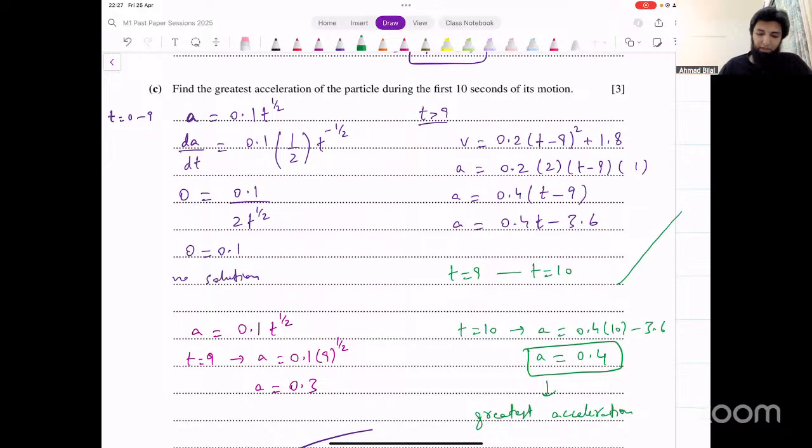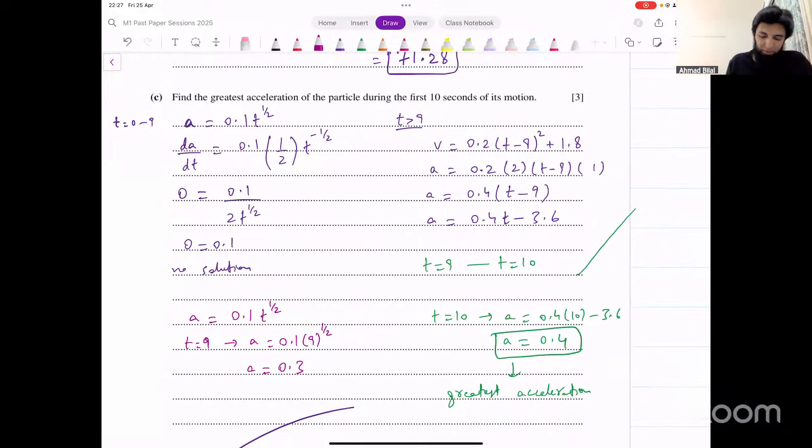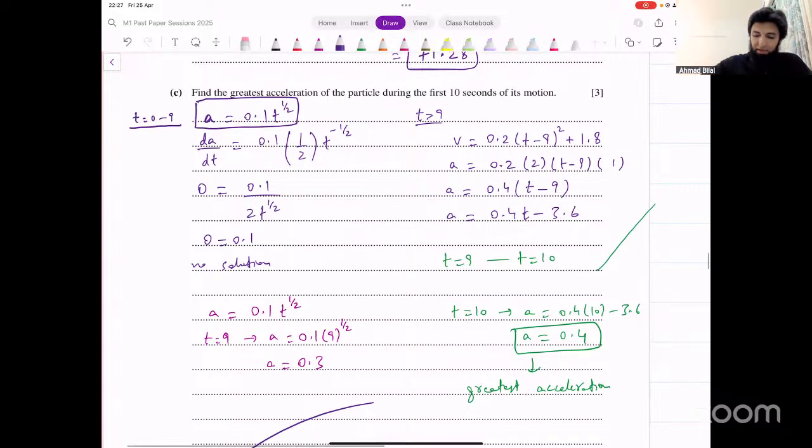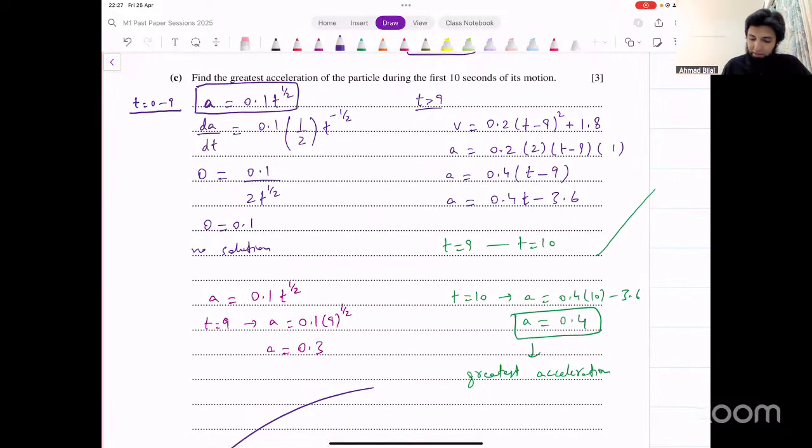Okay. So let me repeat. We have two acceleration functions. One from time 0 to 9. This is the first acceleration function. From time greater than 9, we got another acceleration function. We want to find the maximum possible value of acceleration.